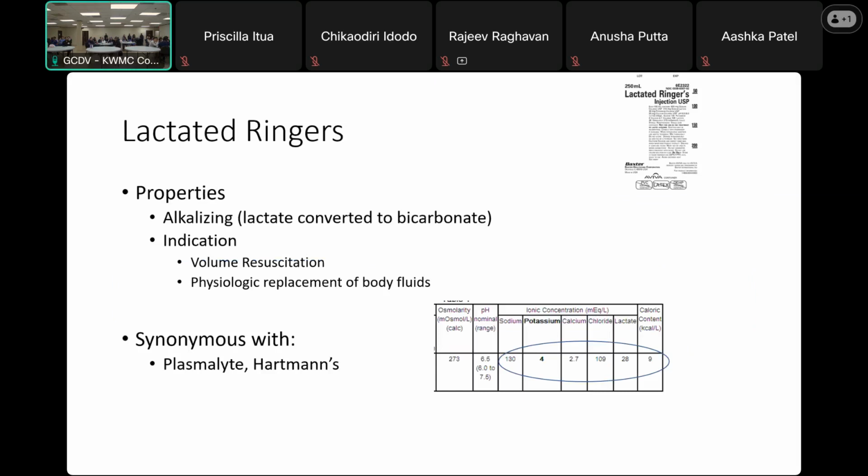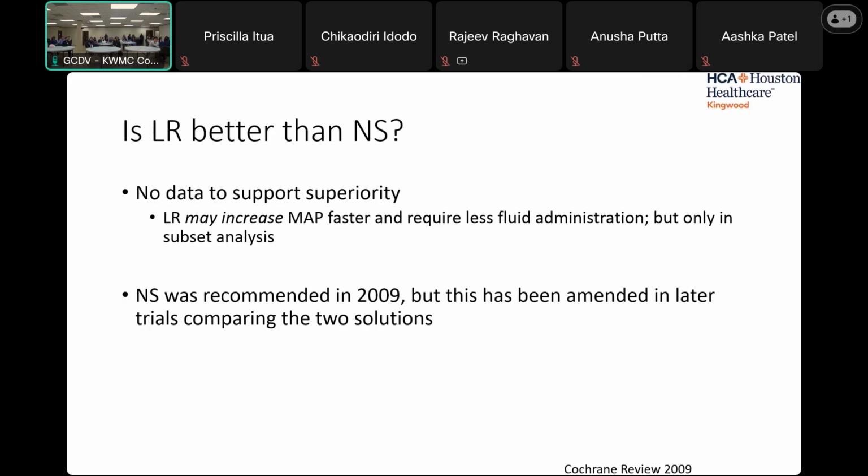It is physiologic, so as you see the concentration here, 130 of sodium, 4 potassium, 2.7 calcium, which again, that's elemental calcium, which can multiply, because calcium is half protein bound and calcium is a +2 charge, it equates to about 10 milligrams per deciliter calcium. So kind of normal calcium levels, normal potassium levels, normal bicarbonate, because the lactate gets converted to bicarb, so it really approximates our own plasma component. And that's why we tend to use it a lot more nowadays.